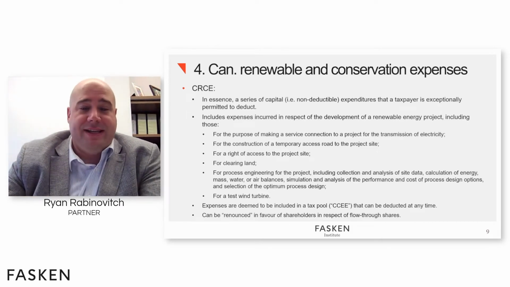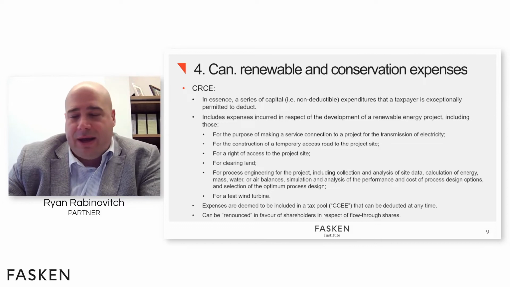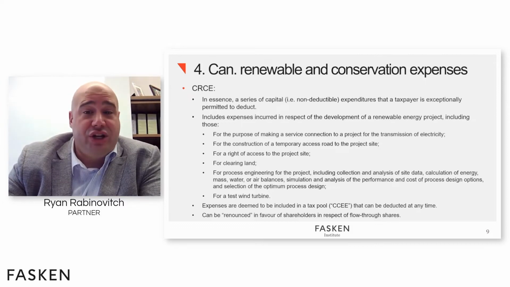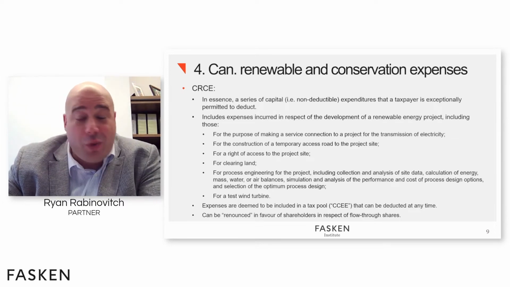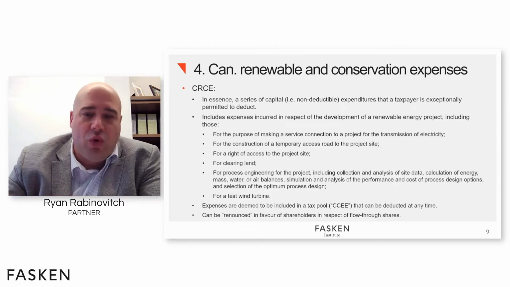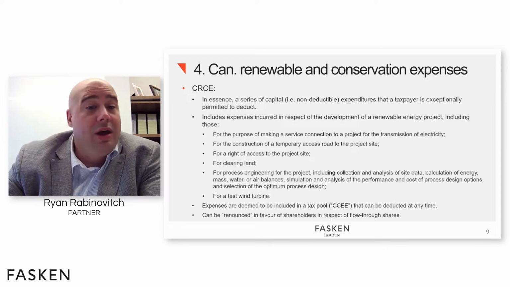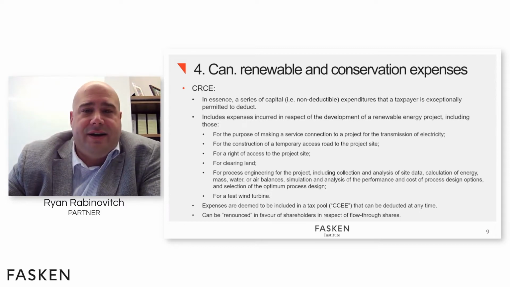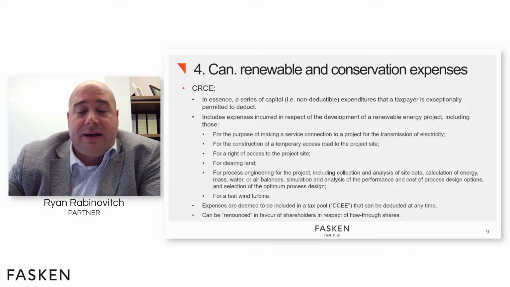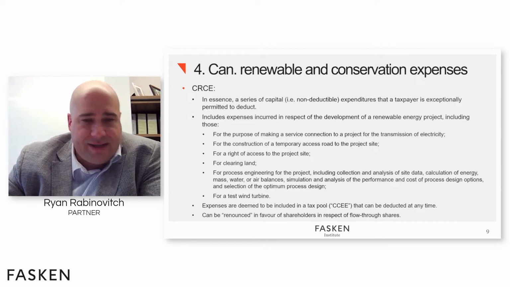And the way that works is it deems them to be, ironically, Canadian exploration expenses, which is a mining concept. So it deems them to be mining expenses, which through a quirk in the income tax system means they fall into this pool that can be deducted at any time in the year they're incurred or later, as opposed to being capital expenses that you have to either amortize over many, many years or not deduct at all. And the definition includes basically anything that isn't the cost of a class 43.2 asset, like a turbine, et cetera.